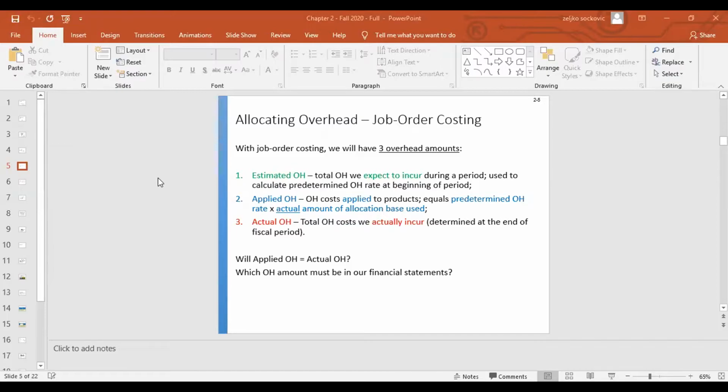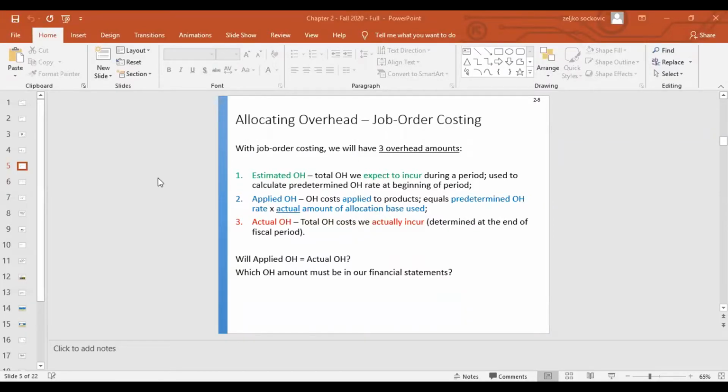Actual overhead. Well, it's actual. You might say, well, don't I have to use actual overhead? That is correct. But unfortunately, we do not know actual overhead until the end of the period. Until the end of the period. Because things happen between January 1st and December 31st, right?